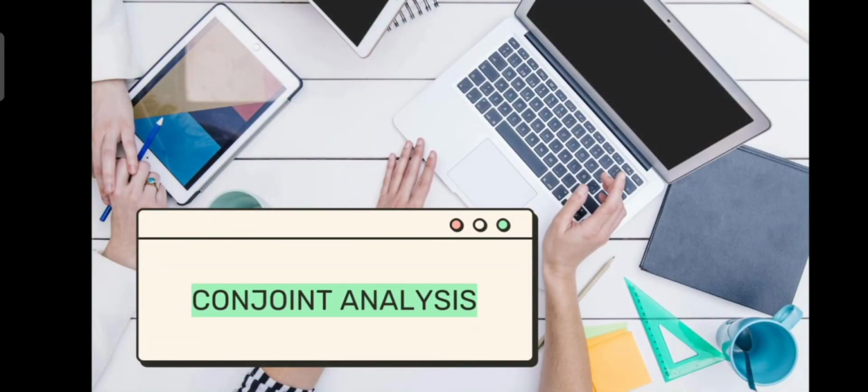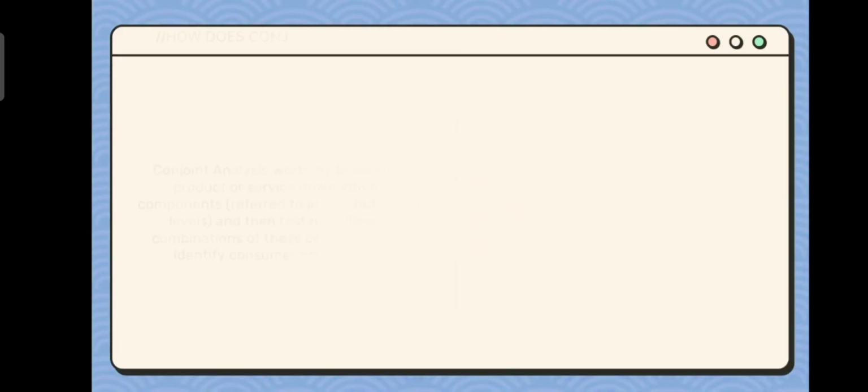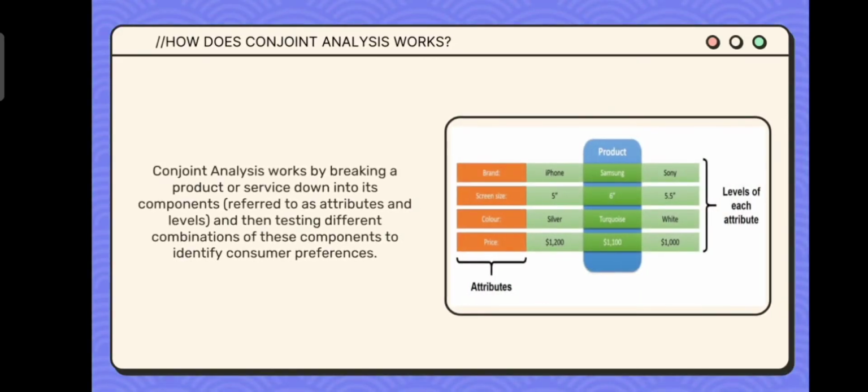What is conjoint analysis? It is a form of statistical analysis that firms use in market research to understand how customers value different components or features of their products or services. It is based on the principle that any product can be broken down into a set of attributes that ultimately impact users' perceived value of an item or service.